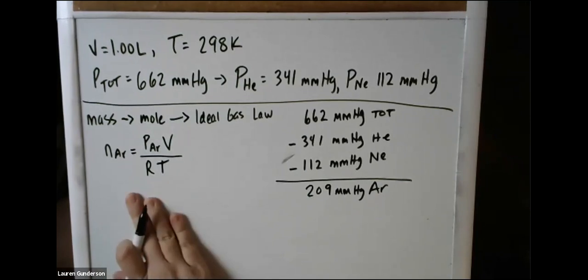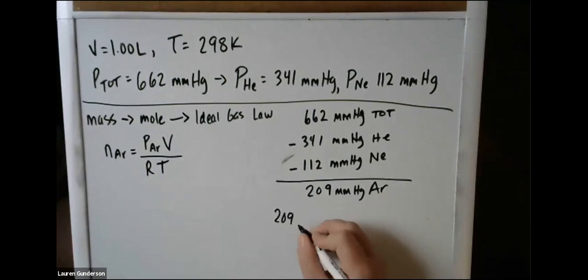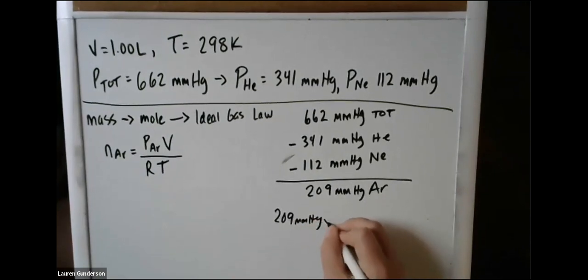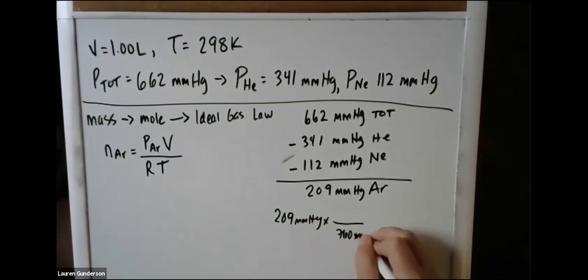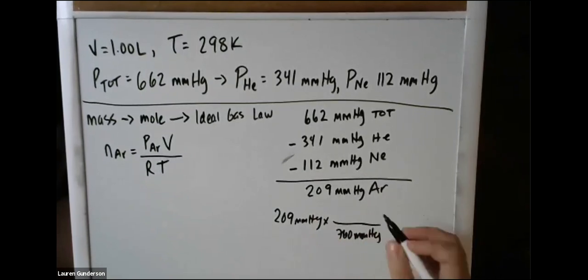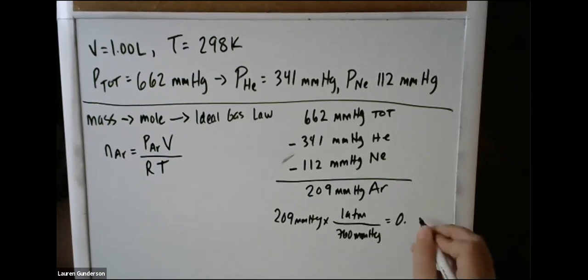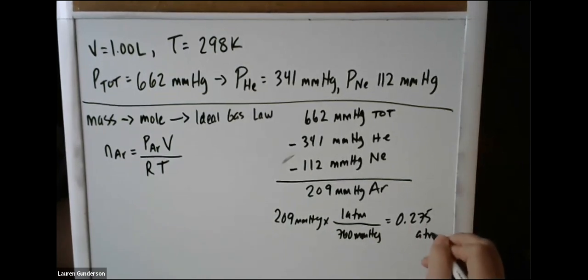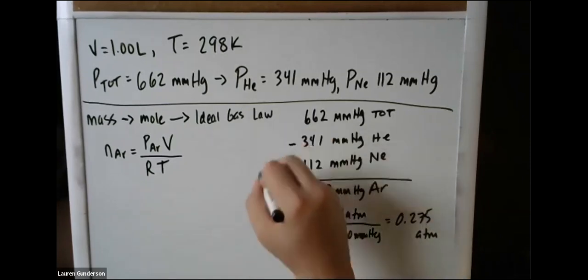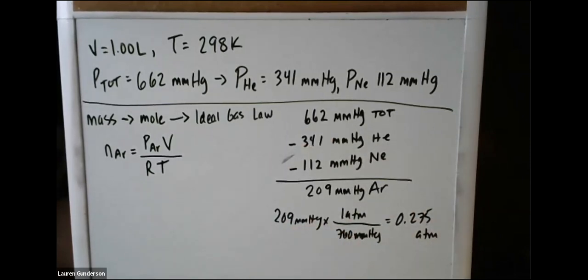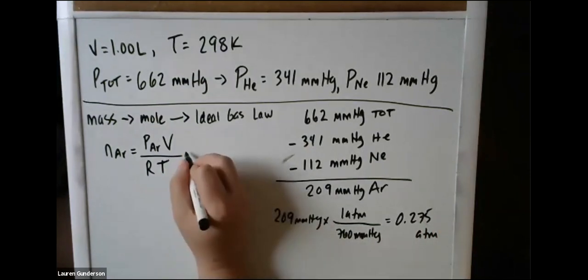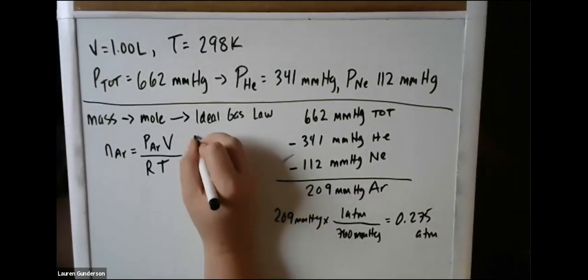Now for the ideal gas law calculations, I'm going to need that in terms of atmospheres. So 209 millimeters of mercury, 760 millimeters of mercury in 1 atmosphere. That's 0.275 ATM. Okay, now that I have that calculation done, I'm going to use that information up here to figure out what my moles of argon are.